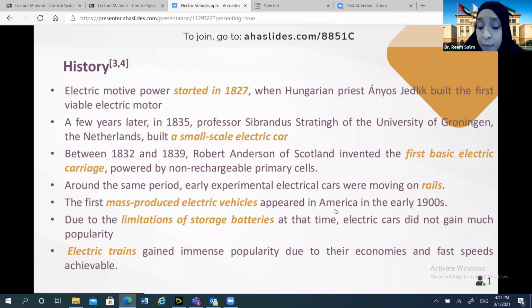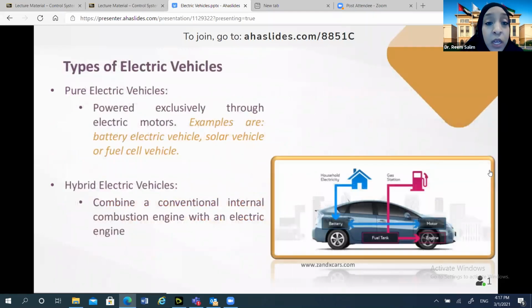But right now we have a lot of advancements in technology and a lot of improvements. Those batteries are being improved. They are becoming smaller, more effective, and having a greater lifespan. So that's why we are seeing an improvement in this area, and we're seeing more electric vehicles in the market.